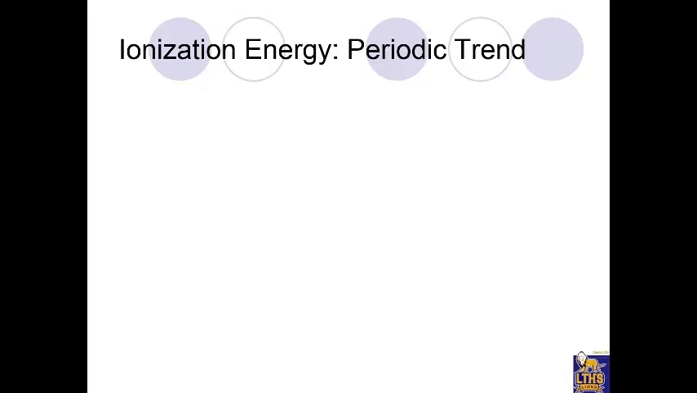Right? Is there more to it? Well, there's a trend for a period on the periodic table. I wonder if you could predict it. We already know the size of atoms going across, they get smaller. So what do you think the ionization energy does? It increases across the period.